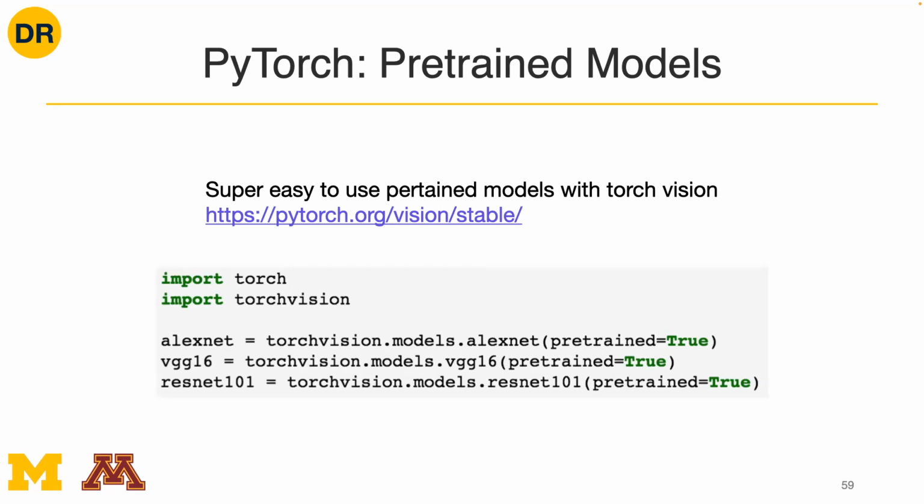You already have the props data set, right? So you can try to play around with AlexNet, VGG16, ResNet, and maybe even come up with accuracies for the props data set, just like what we saw for ImageNet classification.